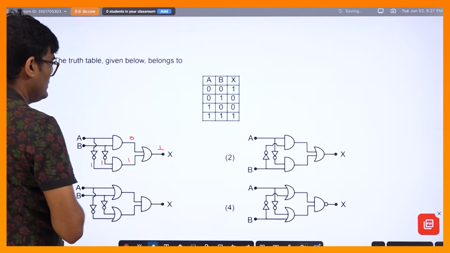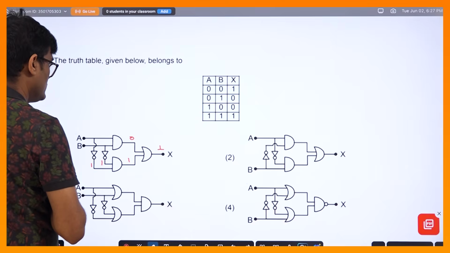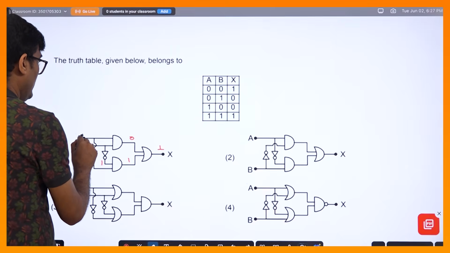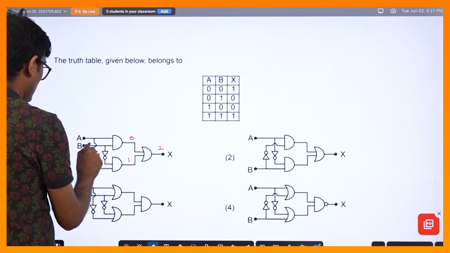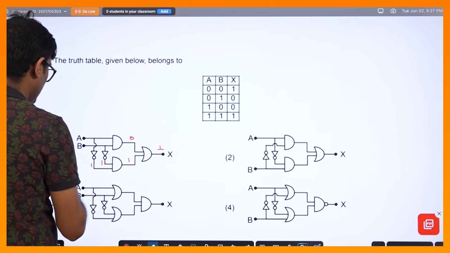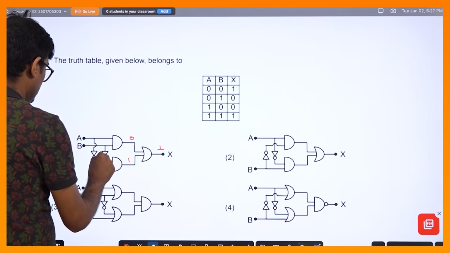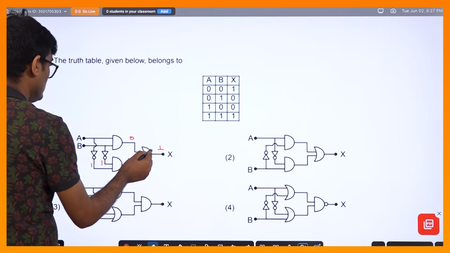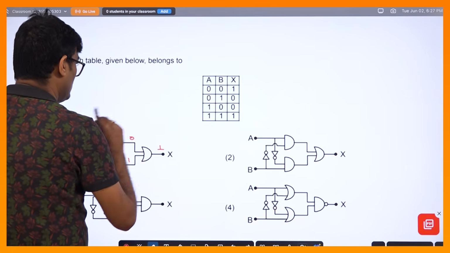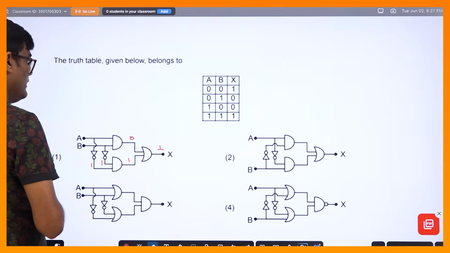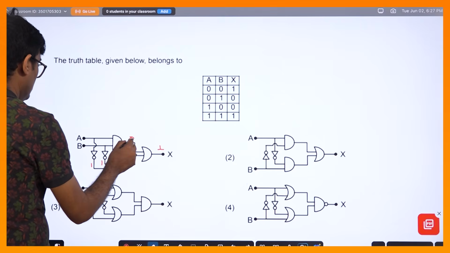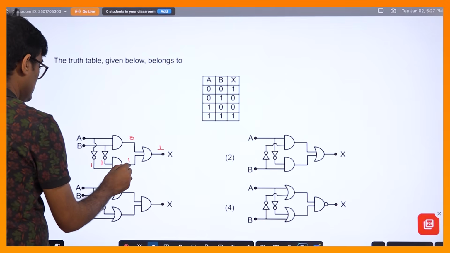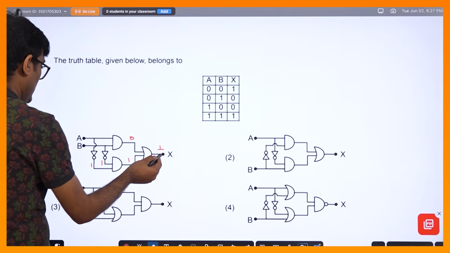Does 0, 1, 0 also suit this one? If A0, B1, 0 and 1 go here, so it is 0, and it is also 0 and 1, so it will also be 0. So 0, 1, 0 also matches this one, right? Is 1, 1, 1 true? If it is 1, 1 both, then it is 1, and 0, 0 means 0. 1, 0 means again it will be 1.